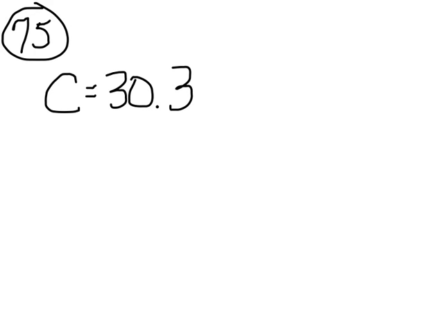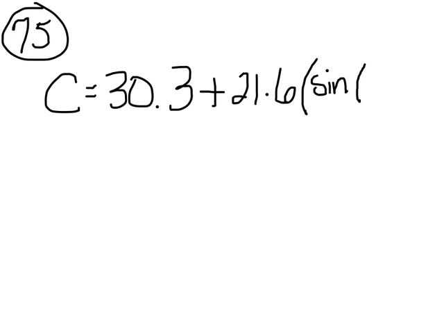If you look at the equation that describes it, it's 30.3 plus 21.6 times sine. After the sine, you need 2 pi t over 365. Why do you think that 365 might be in there? A year. Yeah, a year.